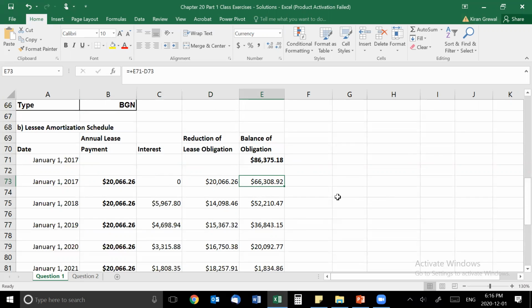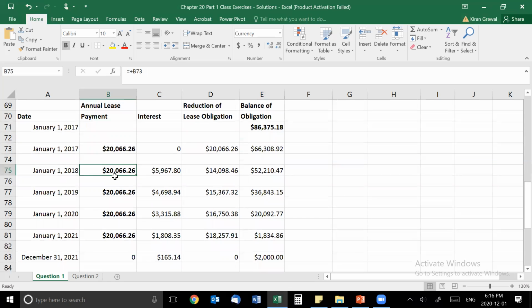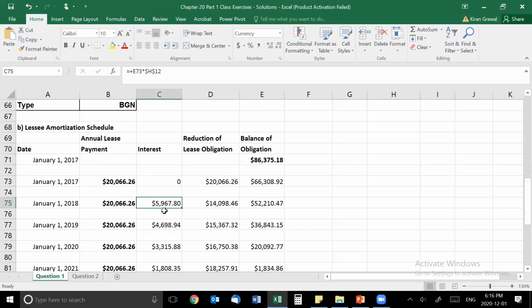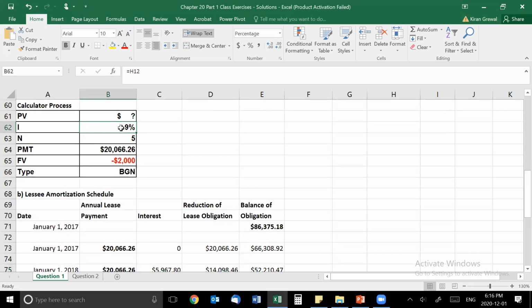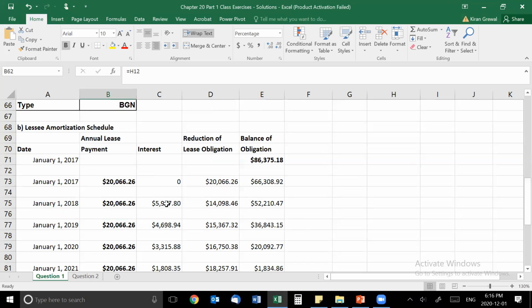Whatever your opening amount is minus the reduction gives you your balance at the end of the year. Then January 1st, 2018, a year has gone by, you're doing another lease payment. In this case, you're going to have your interest. So your interest is going to be your I, which in this case was 9%, right? The lower of the lessor's rate and lessee's rate. And you're going to multiply it with whatever the balance of your lease obligation is.